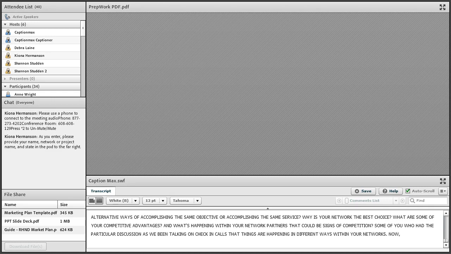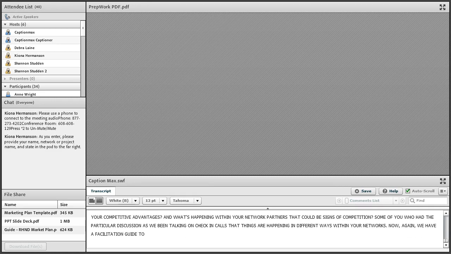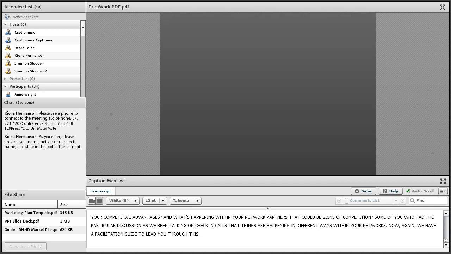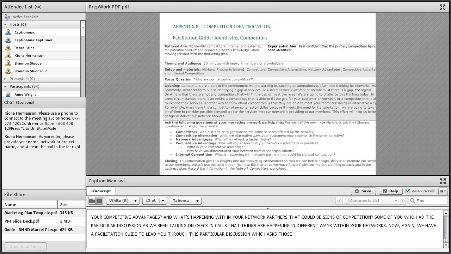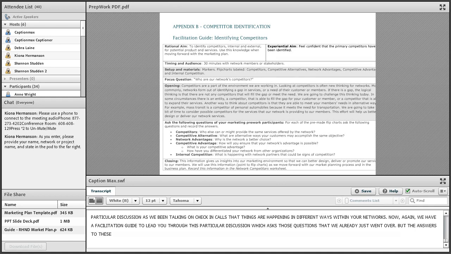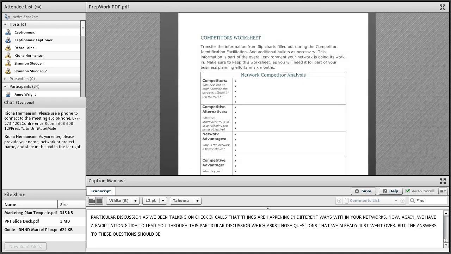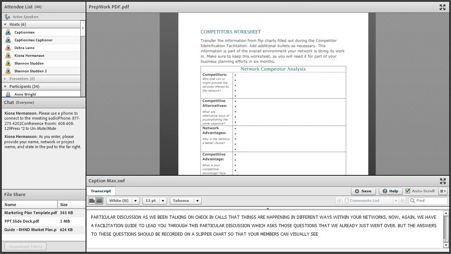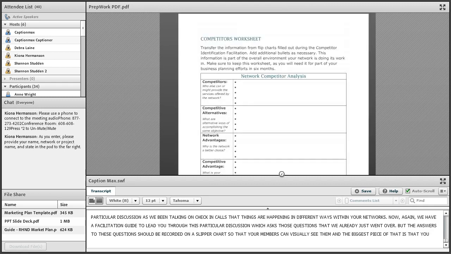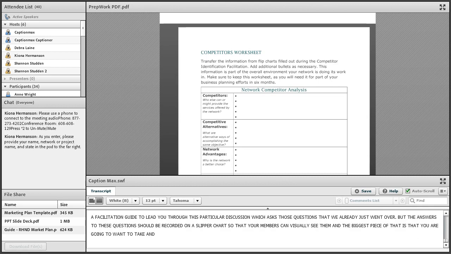And some of you, we've had that particular discussion as we've been talking on check-in calls when things are happening in different ways within your networks. Now, again, in Appendix B, we have a facilitation guide to lead you through this discussion, which asks those questions that we already just went over. But the answers to these questions should be recorded on a flip chart so your members can visually see them.